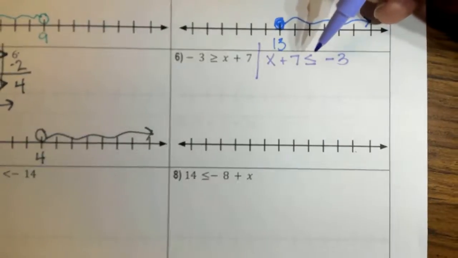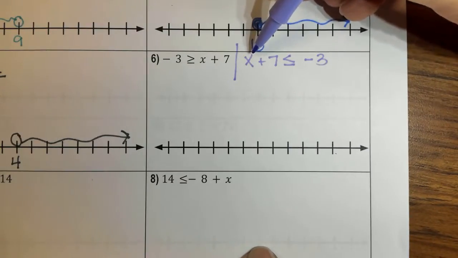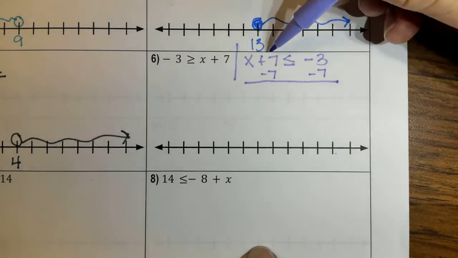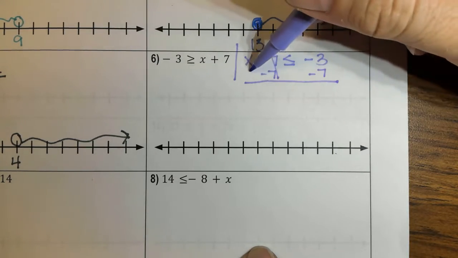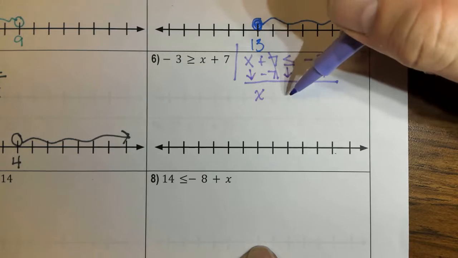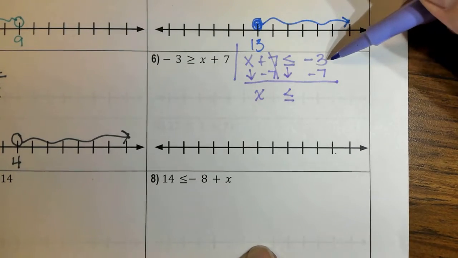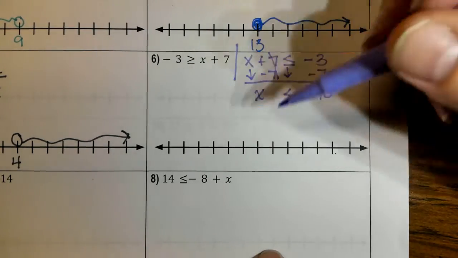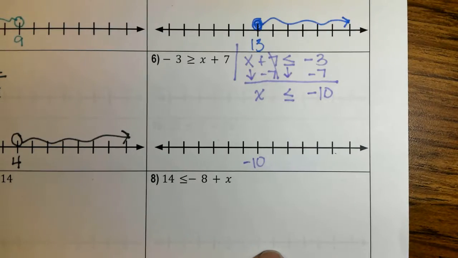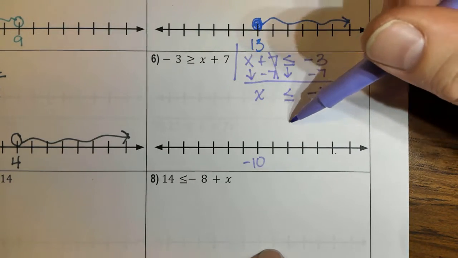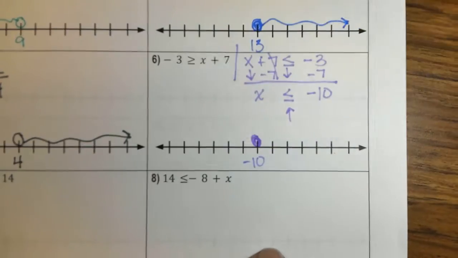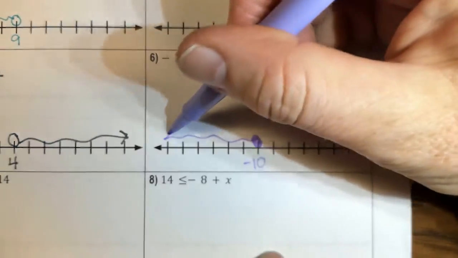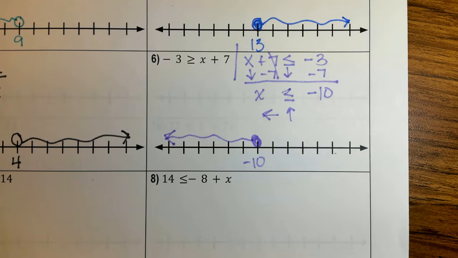So let's say I do this first. I want x by itself. So again, I have +7, so I'm going to do -7 from both sides. Those become 0, so they go away. I carry my x down, my symbol stays the same, and -3 minus 7, -10. And x is by itself, so all I have to do now is graph my answer. So I put -10 on there. My symbol is underlined, so it's a closed circle, and x is less than would go left. Okay, and that's it for that one.